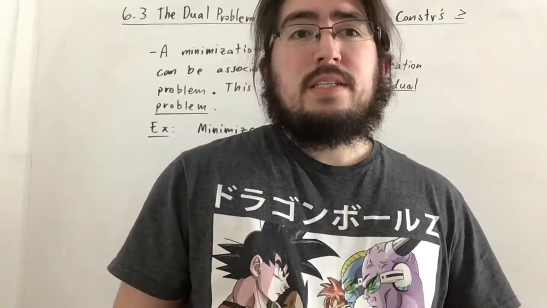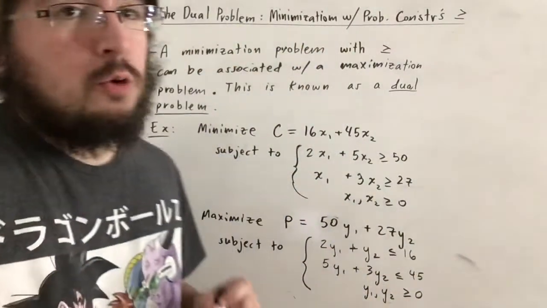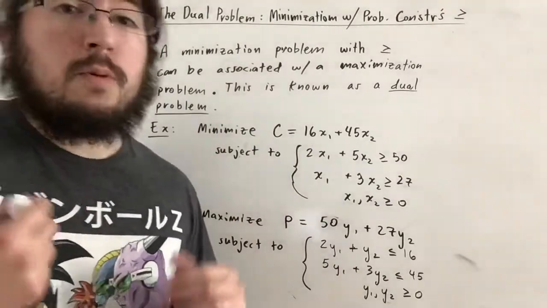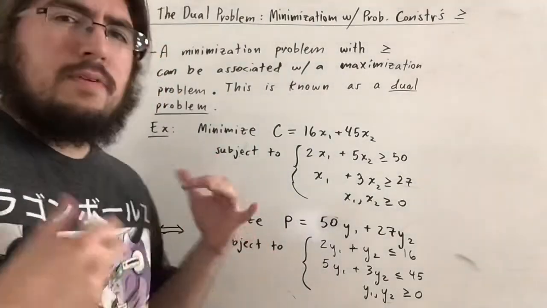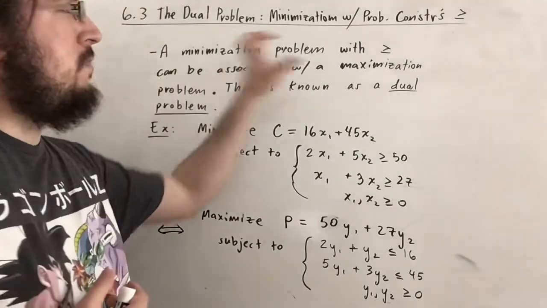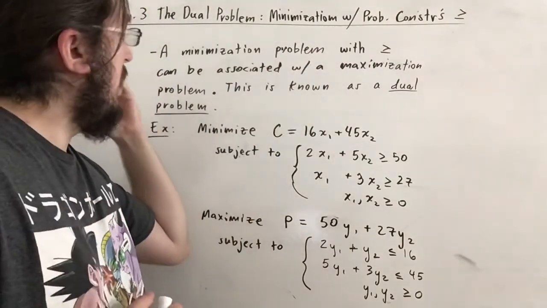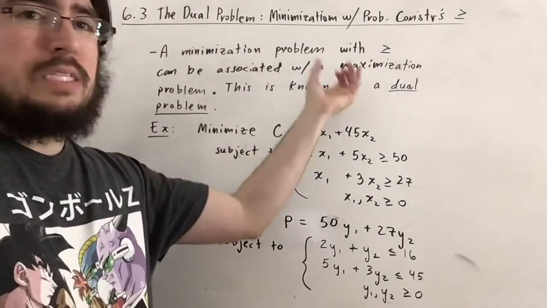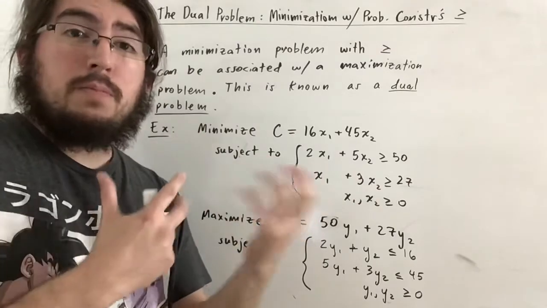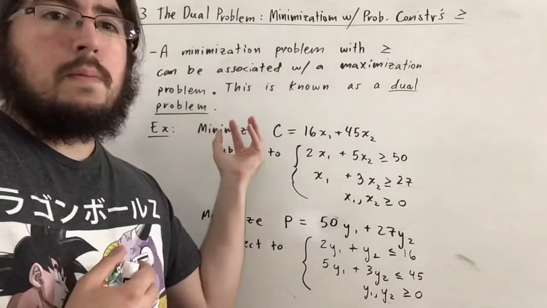Hello again, everyone. This is chapter 6.3, which is called the dual problem. Here we'll be seeing minimization with problem constraints of the form greater than or equal to. And first off, I want to get out of the way what exactly a dual problem is. Here I say a minimization problem with greater than or equal to constraints can be associated with a maximization problem. So this association between these two max and min problems is known as a dual problem.